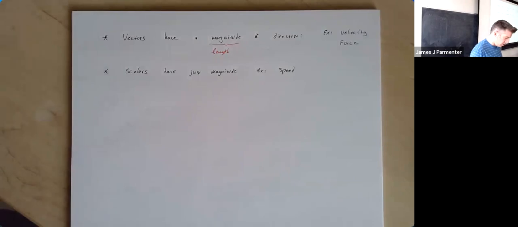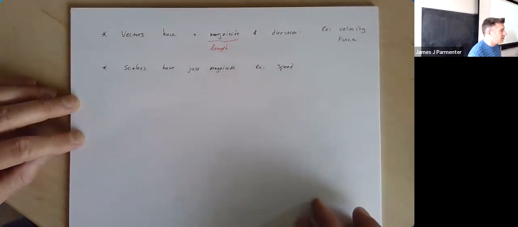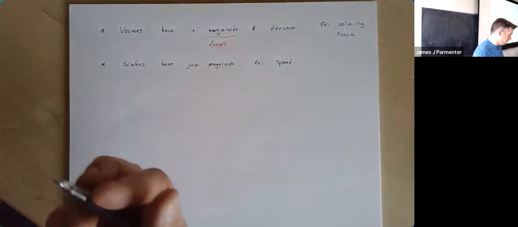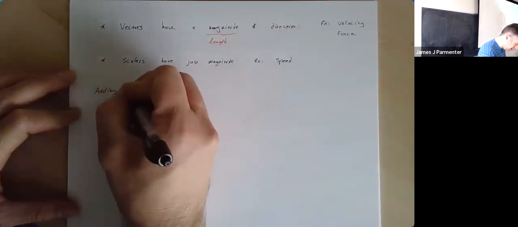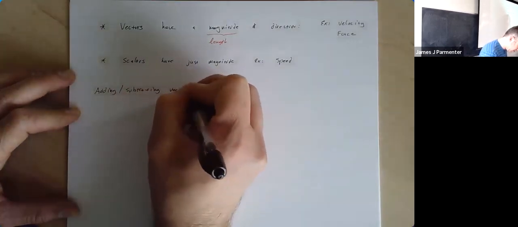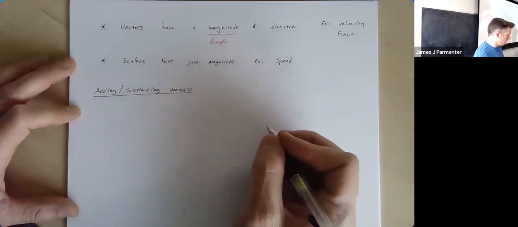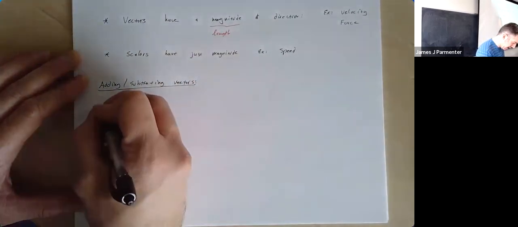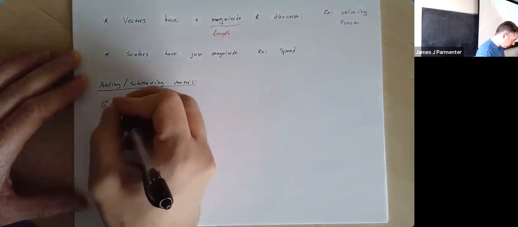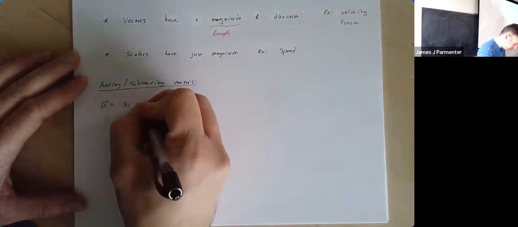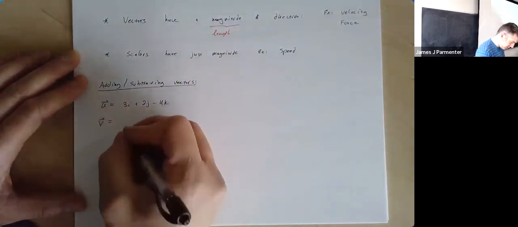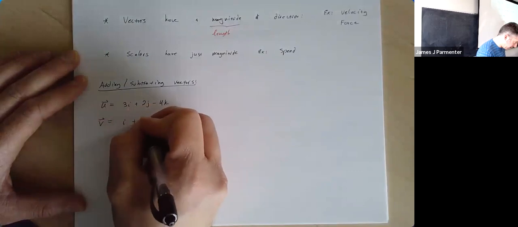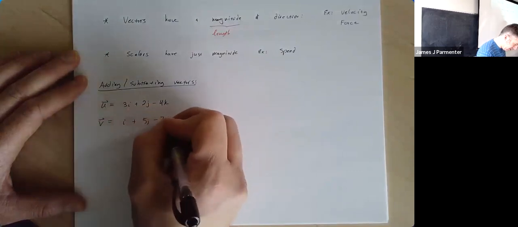So the nice thing about vectors is a lot of how they work is pretty straightforward. For example, adding and subtracting vectors is really not hard. It works kind of how you hope it would work. For example, if we have, say, the vector u equal to 3i plus 2j minus 4k, and the vector v equal to i plus 5j minus 7k.